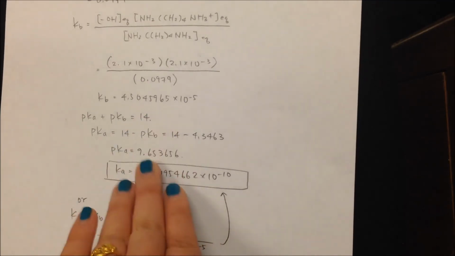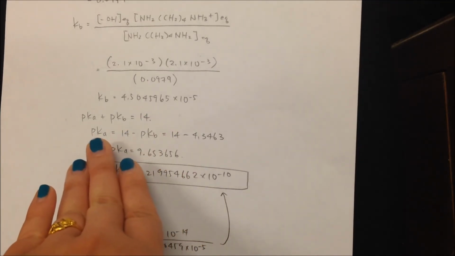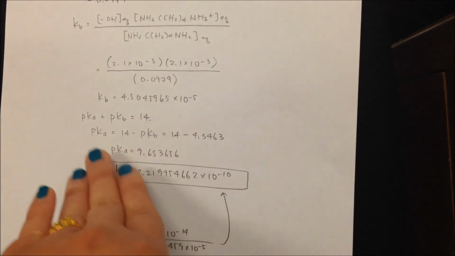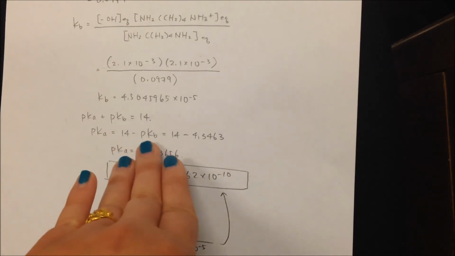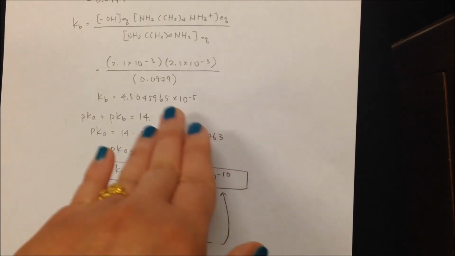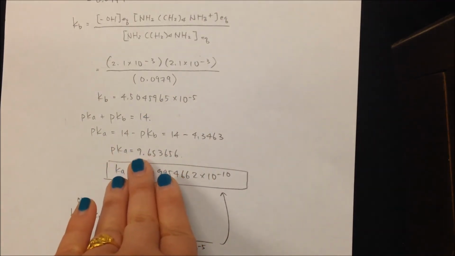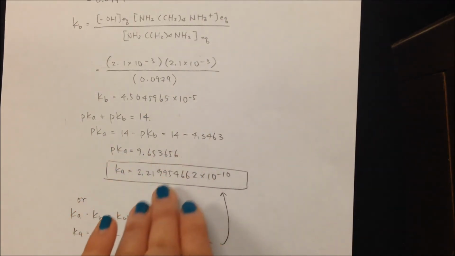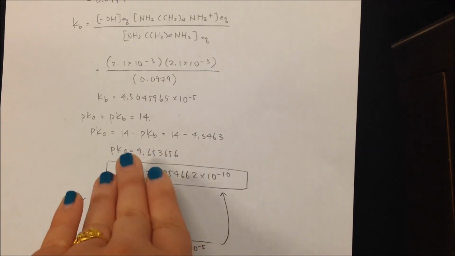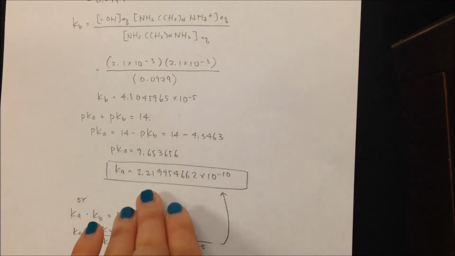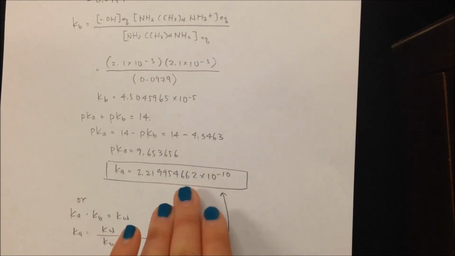Okay, if you decide to go this route, you just have to take the negative log of Kb to find pKa. So it's 14 minus 3.3463, which is the negative log of that. You get pKa of 9.653, and you take 10 to the negative 9.653, you get this value as well.